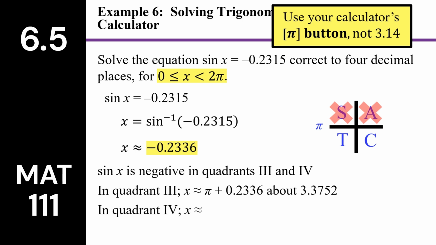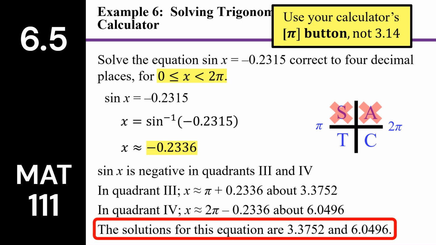For quadrant 4, we take our value of 2 pi, and then we have to subtract down into the fourth quadrant. So 2 pi minus the 0.2336, and we get about 6.0496. And those are our answers.